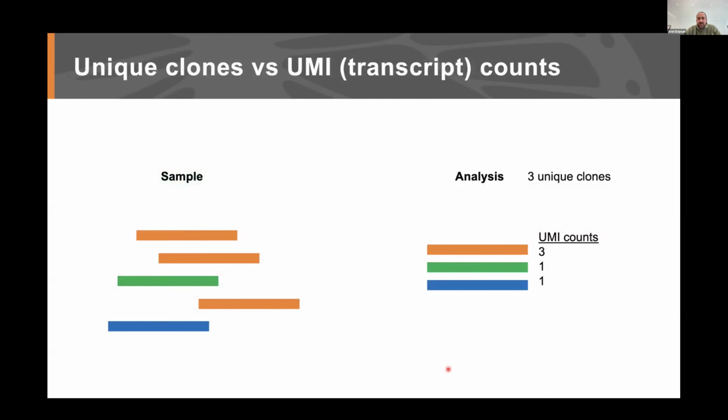Just to explain what I'm talking about, what is a unique clone or counts of UMIs or transcripts. My apologies if this is too simple, but it has to be done. So here we have a sample with five transcripts, but we have only 3 unique clones, each defined in this case by the color. And this unique clone has 3 counts of UMIs.